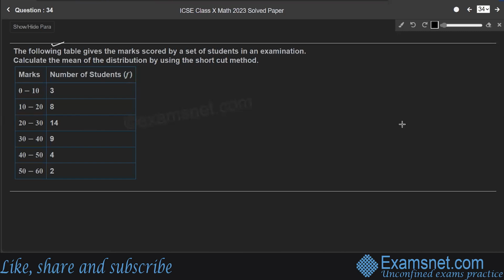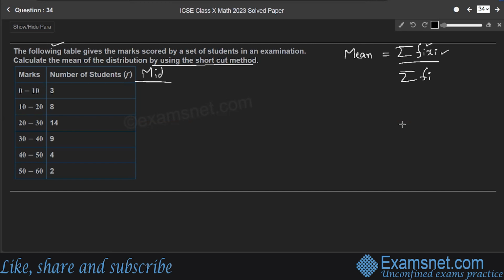Question 34. The following table gives the marks scored by a set of students in an examination. Calculate the mean of the distribution by using the shortcut method. So here the shortcut method is: mean of a distribution is equal to sigma fi xi divided by sigma fi. Here fi is the frequency, sigma fi means total frequency, and xi is nothing but the middle value, right? So our midpoint of the class interval, right?